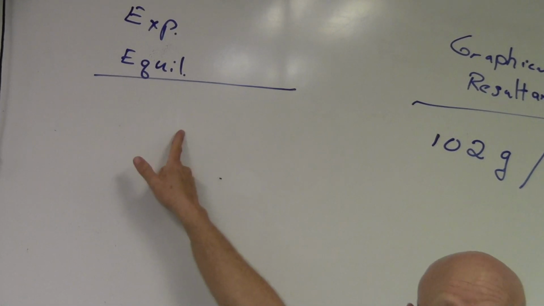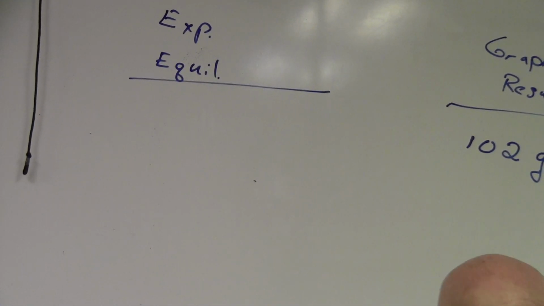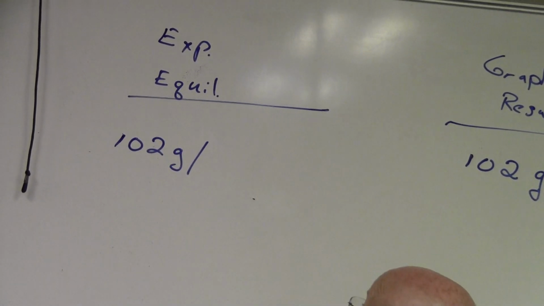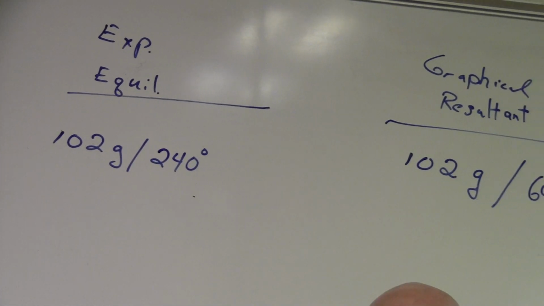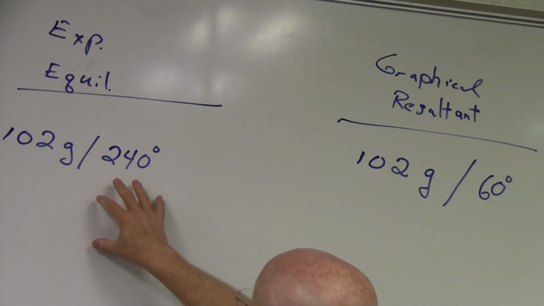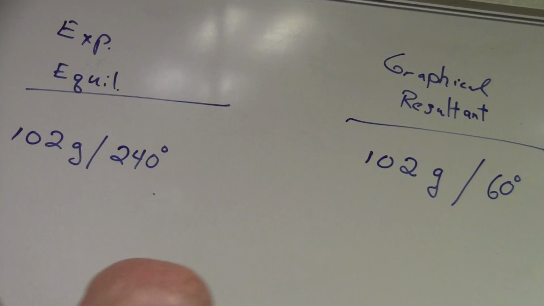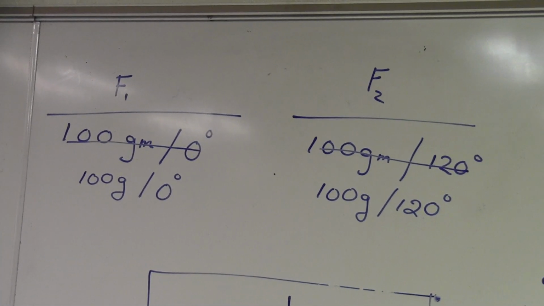And other than the 180 degrees, I should emphasize that. So I'm just going to write down the equilibrium. So looks like I got it to be equalized at 102 grams, good, at an angle of 240 degrees, good. Because that is saying that this is the force that equalizes this. And this is the force that these two add up to. Okay? And so that's your first experiment.